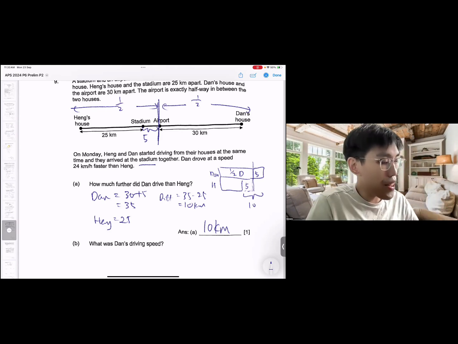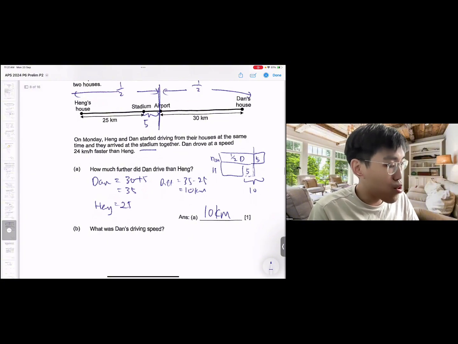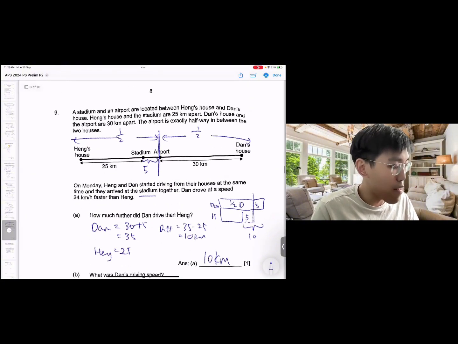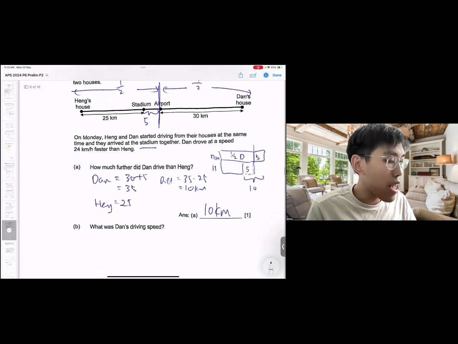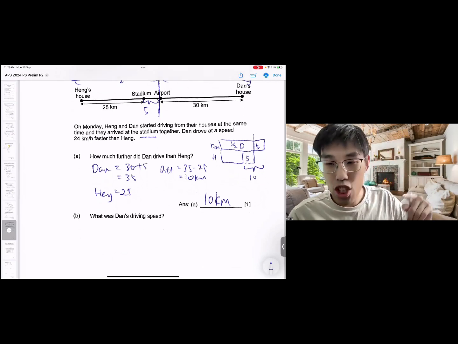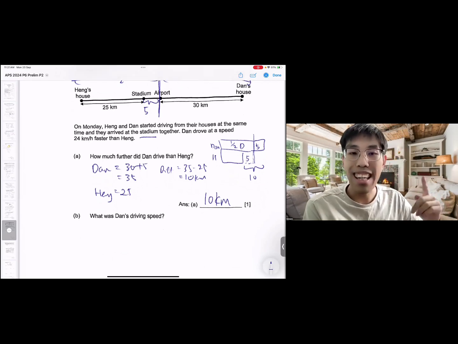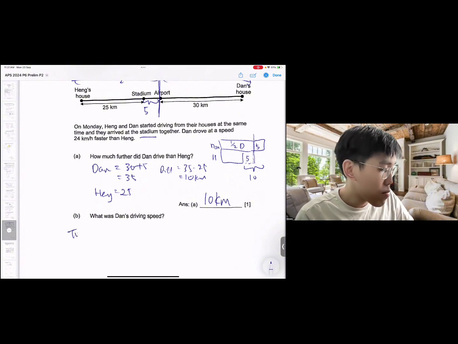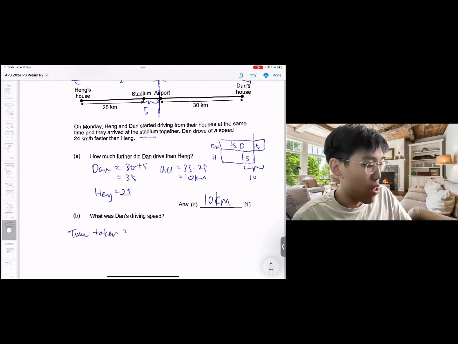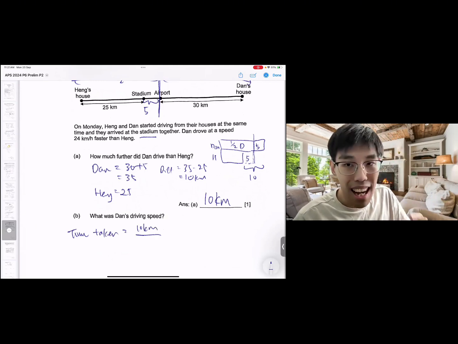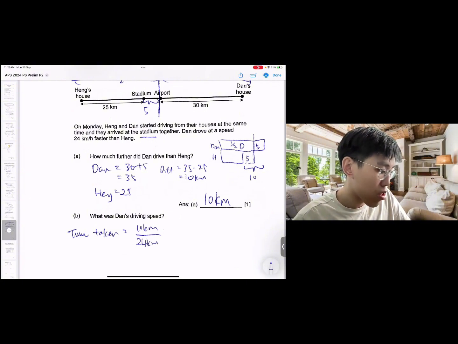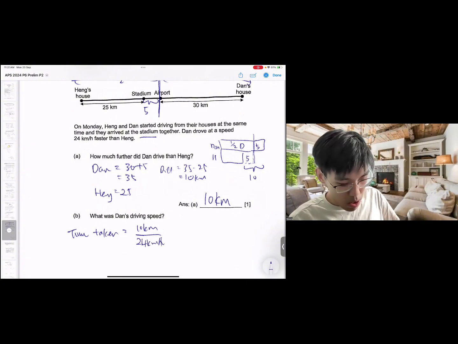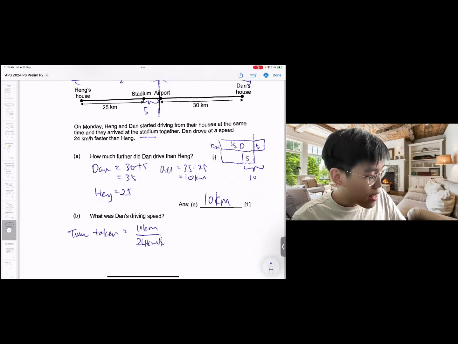Okay, let's continue. What was Dan's driving speed? They met at the same time. However, now because of the extra faster speed that Dan drove, he drove additional 10 kilometers. So what can we see from here? That means the time taken for the 10 kilometers to be covered by the faster speed. So we take 10 divided by 24 is 5/12 of an hour.